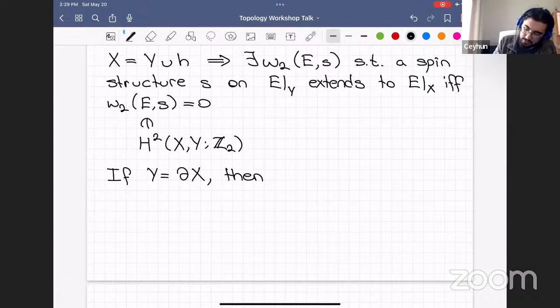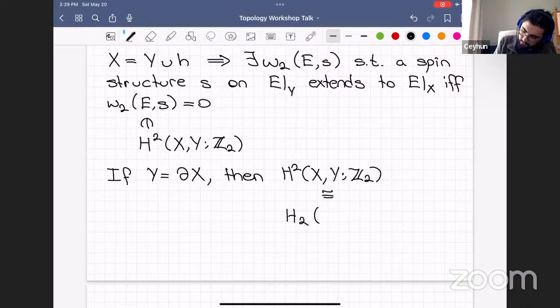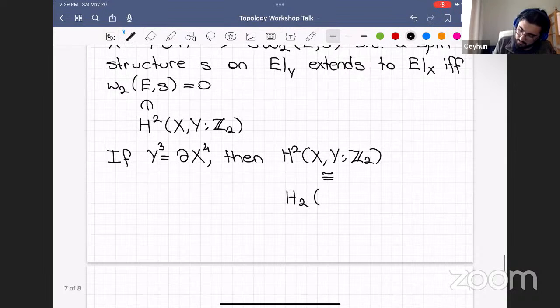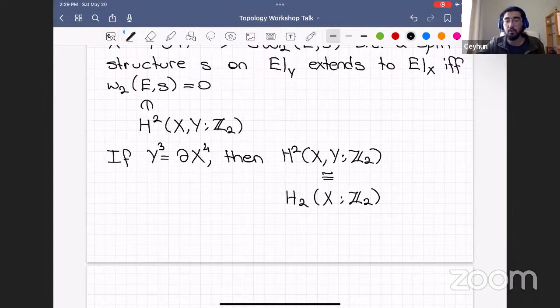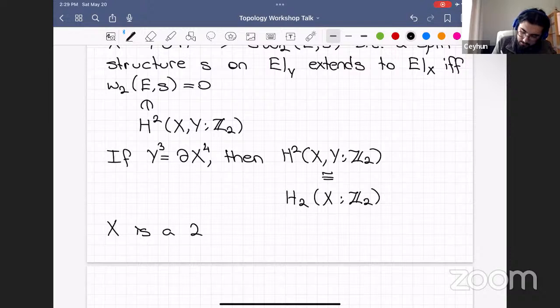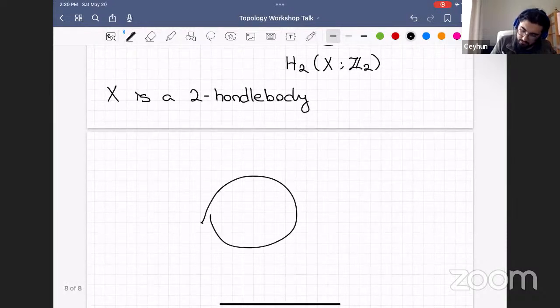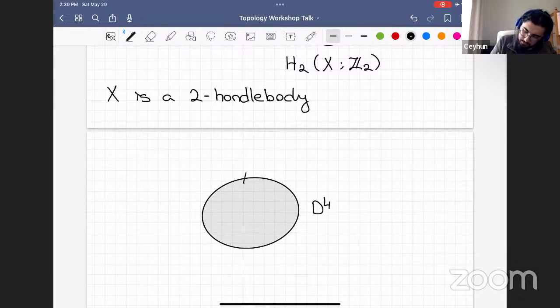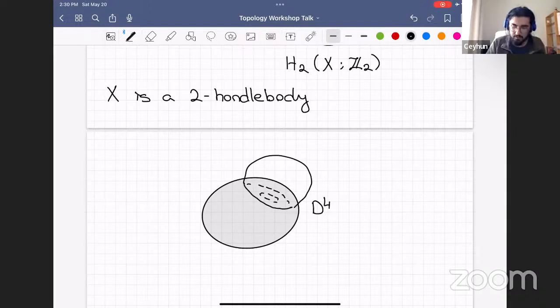So if Y is a boundary of X, then this is isomorphic to, of course, let's put the dimensions here. So this is true in 4 dimensions specifically. This will be the second homology group of X. But X is a 2-handlebody, right? So we had a ball, a 4-dimensional ball, D4, and then we attached 2-handles.